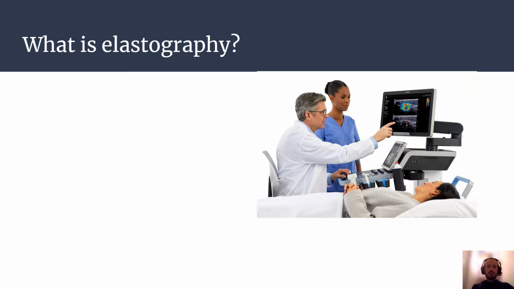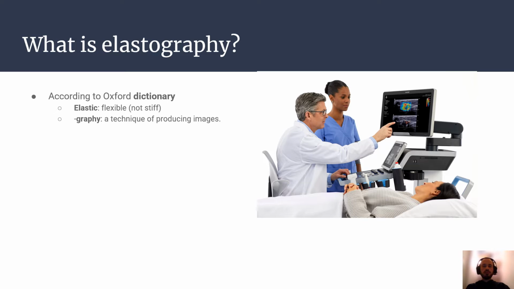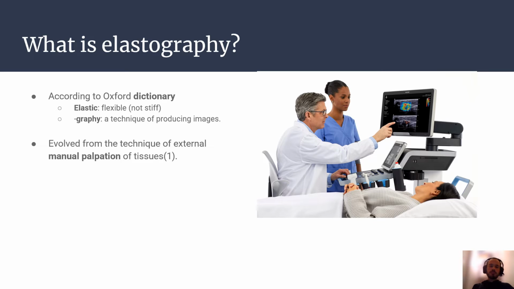So, what is elastography? According to the Oxford Dictionary, the word elastography is composed of elastic, which means flexible, non-stiff, and graphy. So, the word elastography means the technique of producing images that describe the stiffness of a tissue. It evolved from the technique of external manual palpation, which is used by physicians to check the stiffness of a mass during clinical examination. From a physics perspective, the ultrasound machine calculates the stiffness by measuring strain, which is the change in tissue dimensions.